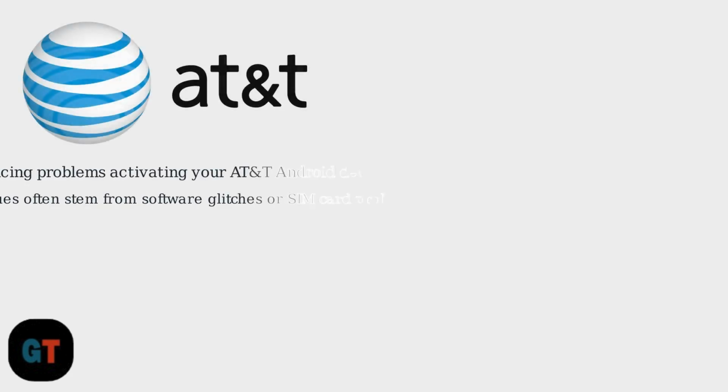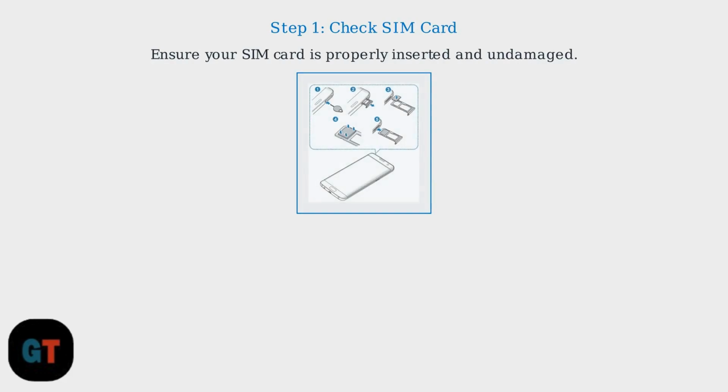Experiencing problems activating your AT&T Android device? Activation issues often stem from software glitches or SIM card problems. First, ensure your SIM card is properly inserted and undamaged.